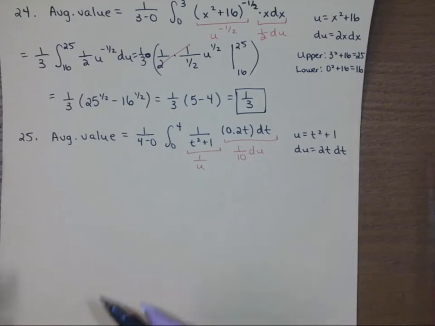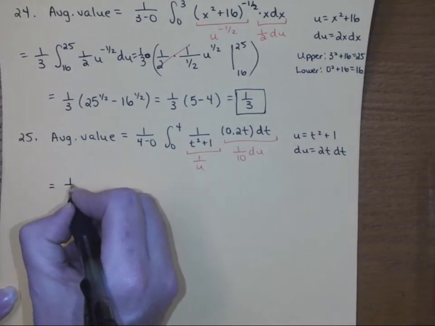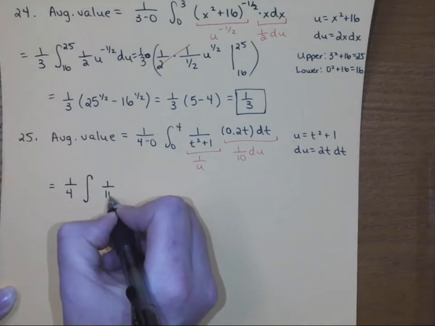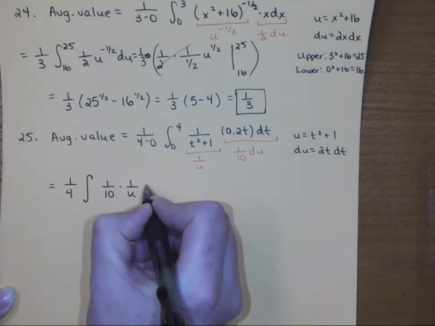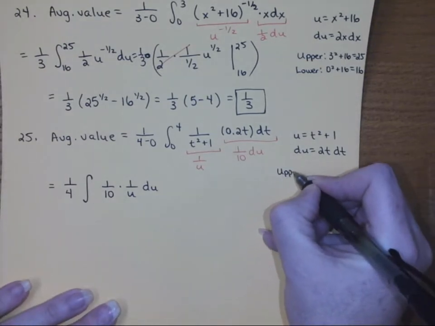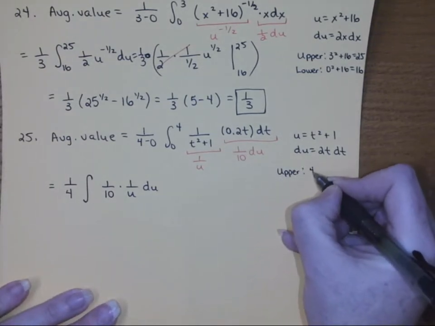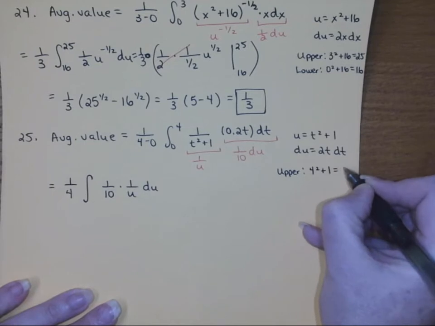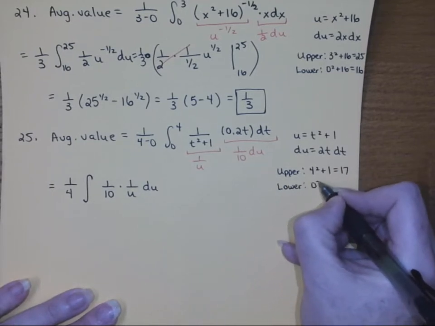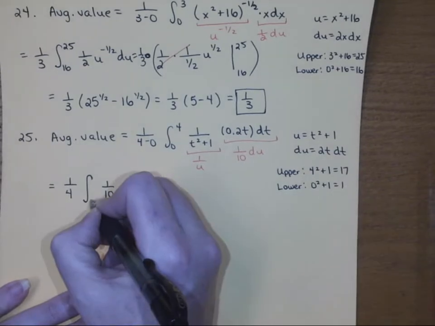Okay, so this is what I've got so far, although I do need to change the limits. So I'm not going to put the limits in just yet, but I've got 1 over 10 times 1 over u du. But I still need to change the upper and the lower limits. So the upper limit's going to be 4 squared plus 1, or 17. The new lower limit is going to be 0 squared plus 1, or 1.